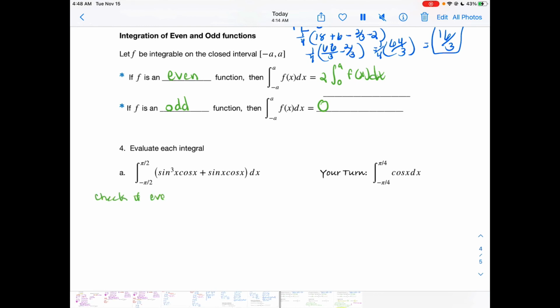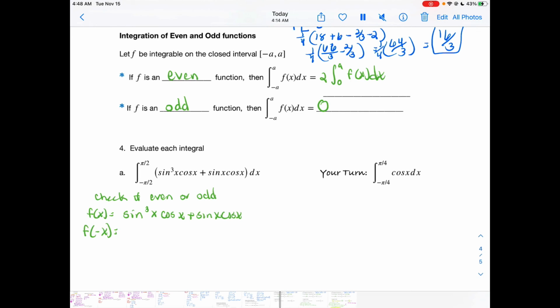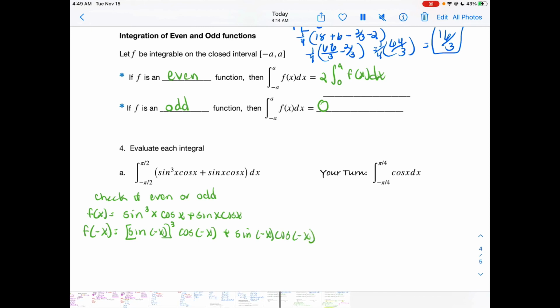So first thing you have to do is remember, how do we figure out if a function is even or odd? Now remember, to figure out if a function is even or odd, you just replace every variable with the opposite. So let f of x equal my function here, which is sine cubed x cosine x plus sine x cosine x. And then to figure out if it's even or odd, I'm going to find f of negative x. Now, we remember that sine is an odd function. So sine of negative x is negative sine of x, and negative sine of x cubed is negative sine cubed of x. And we know cosine is an even function, so cosine of negative x is just cosine of x.